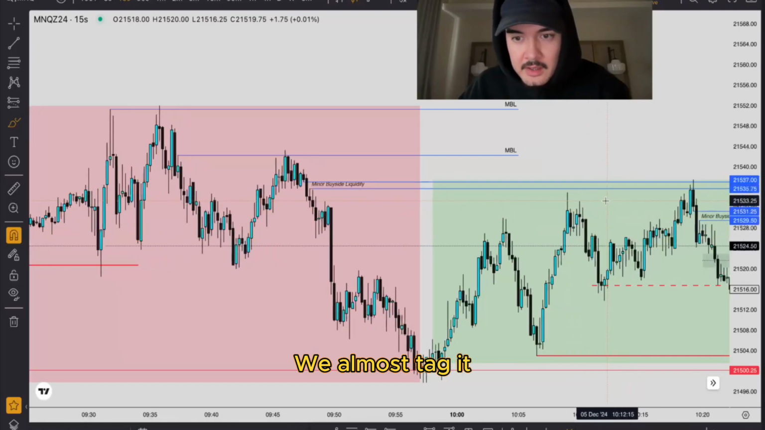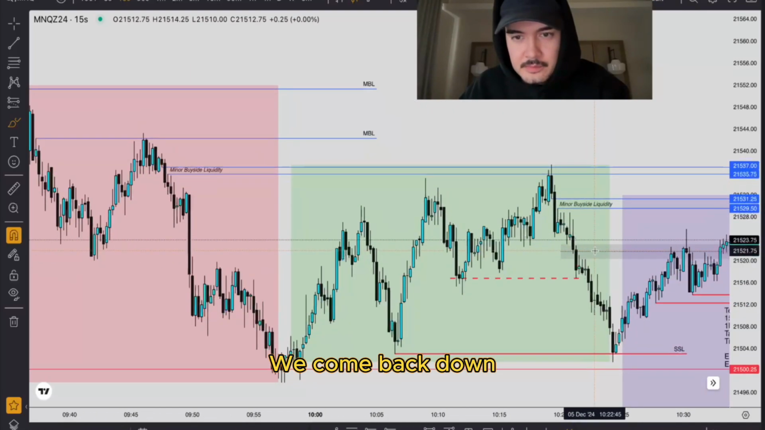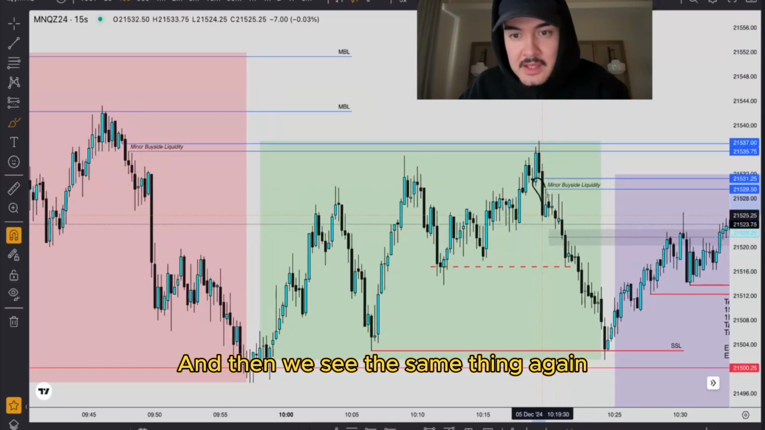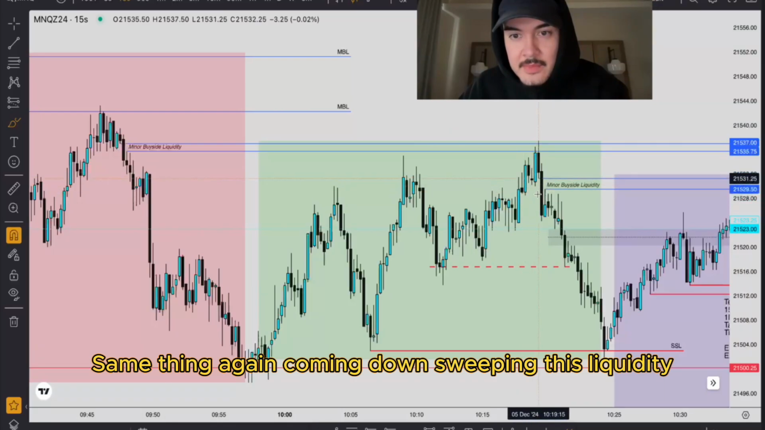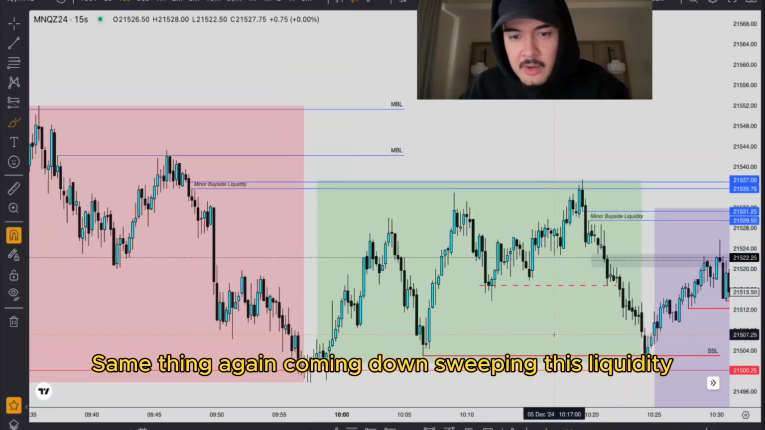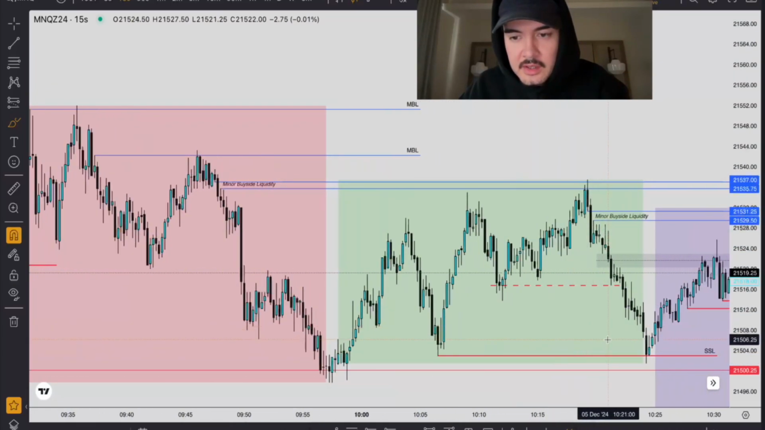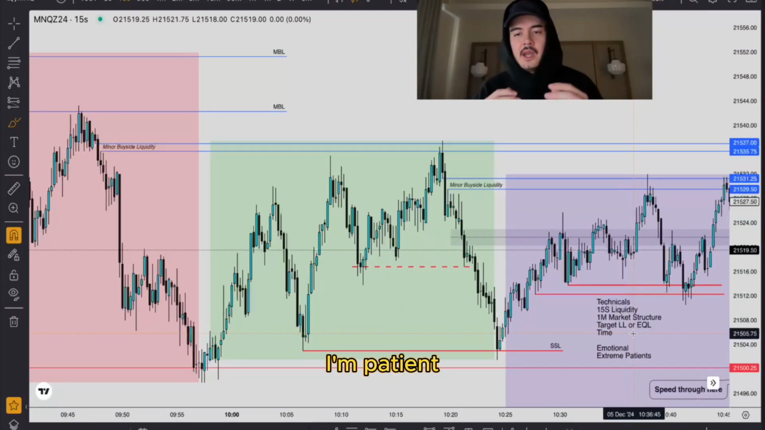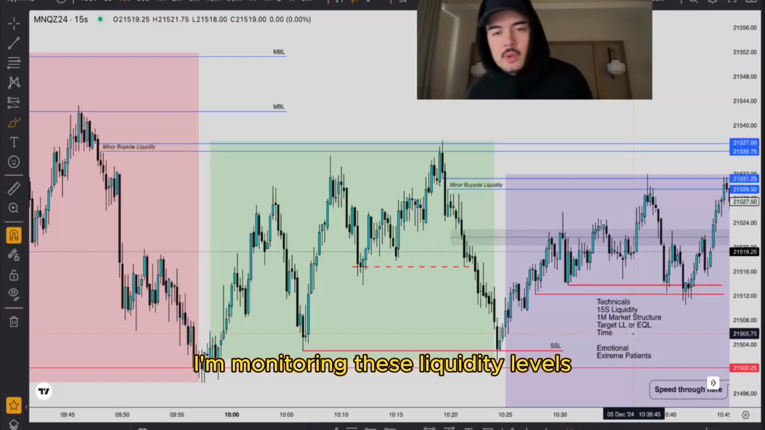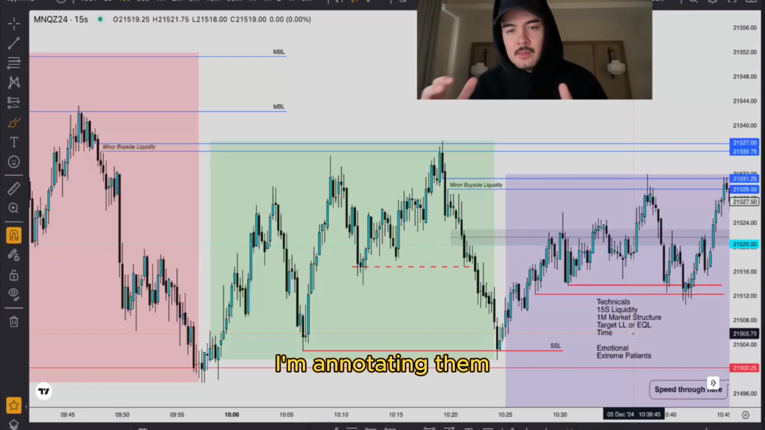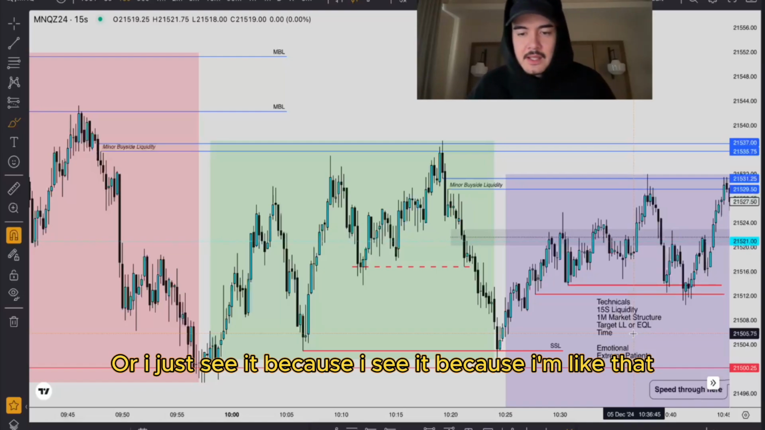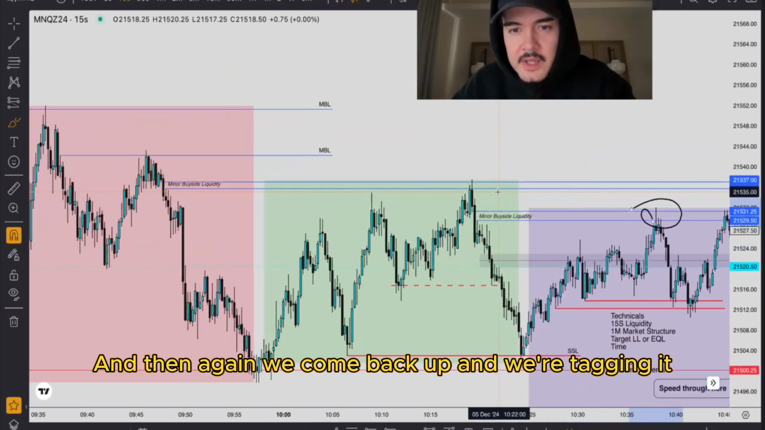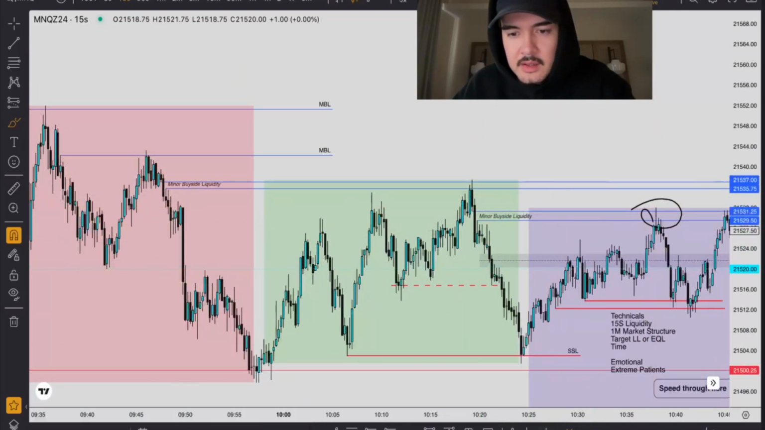We almost tag it. We come back down, and then we get it. Price tags it, and then we see the same thing again. Same thing again, coming down, sweeping this liquidity. Right? So again, I'm just monitoring, man. I'm patient, I'm relaxed, I'm monitoring these liquidity levels. I'm annotating them, or I just see it because I'm like that. And then again, we come back up and we're tagging it.